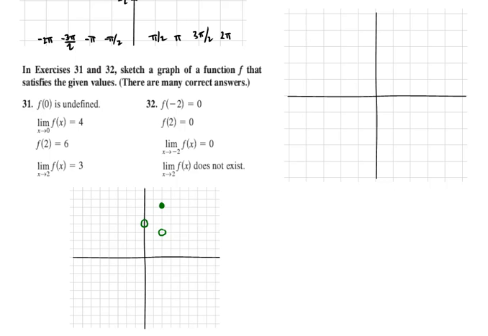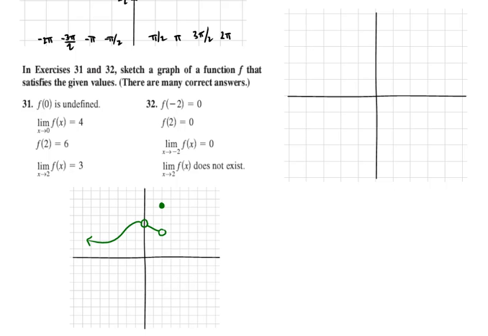So now our graph has satisfied the first criteria, f of 0 is undefined. The second criteria, that the limit as x approaches 0 is 4. So we only have it from the left. Now we can continue it to the right. Now we can continue to the left. And it could be any graph going off to the left. You can be as creative as you'd like to be there.